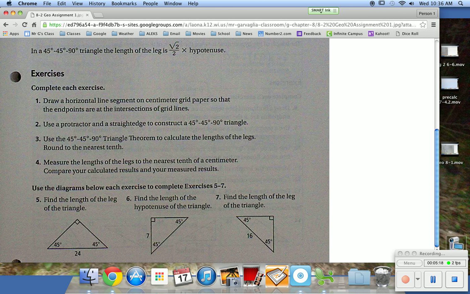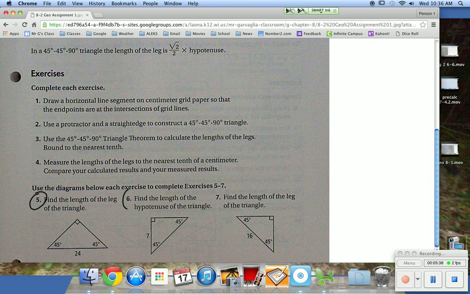What does this want to do? Draw a horizontal line segment on the center grid paper so that the endpoints are the intersection of the grid lines. Use a protractor. Nah. All right. That's good.